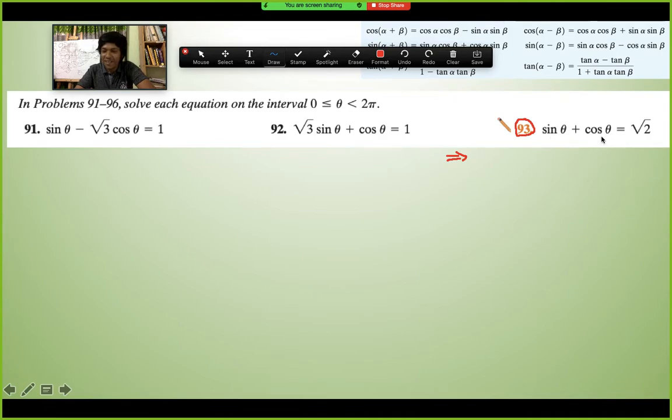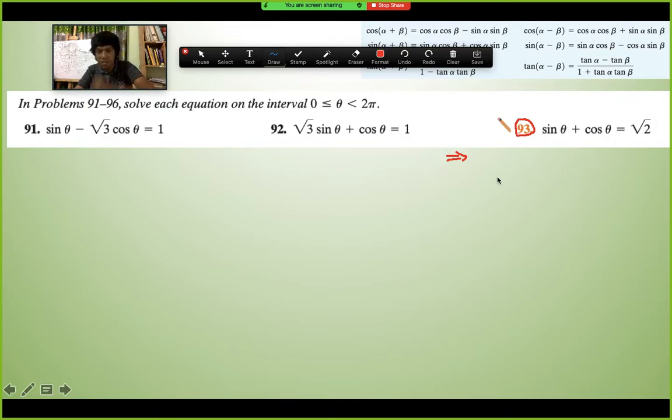Sin theta plus cos theta equals root 2. So see, first of all, you have to think what is the extra thing that we need to bring here? What can we do here? There are some safe solutions, and the safe thing is 45, 45, as you have seen. Also 30, 60, or 60, 30 is also one safe math.